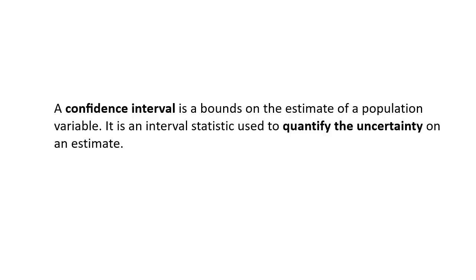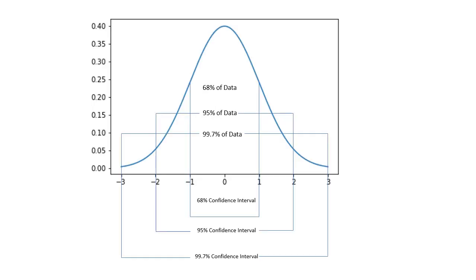A confidence interval is a bound on the estimate of a population variable. It is the interval statistic used to quantify the uncertainty on an estimate. A confidence interval is different from a tolerance interval that describes the bounds of data sampled from the distribution. It is also different from a prediction interval that describes the bounds of a single observation. Instead, the confidence interval provides bounds on a population parameter, such as mean, standard deviation, or similar.